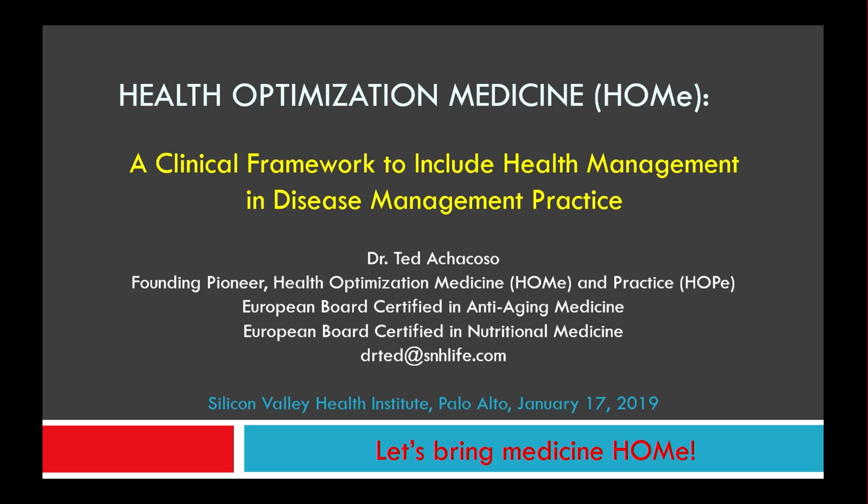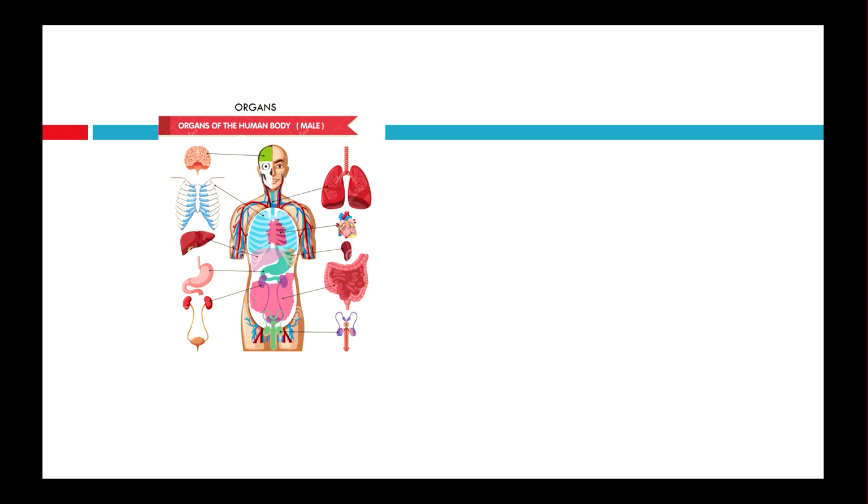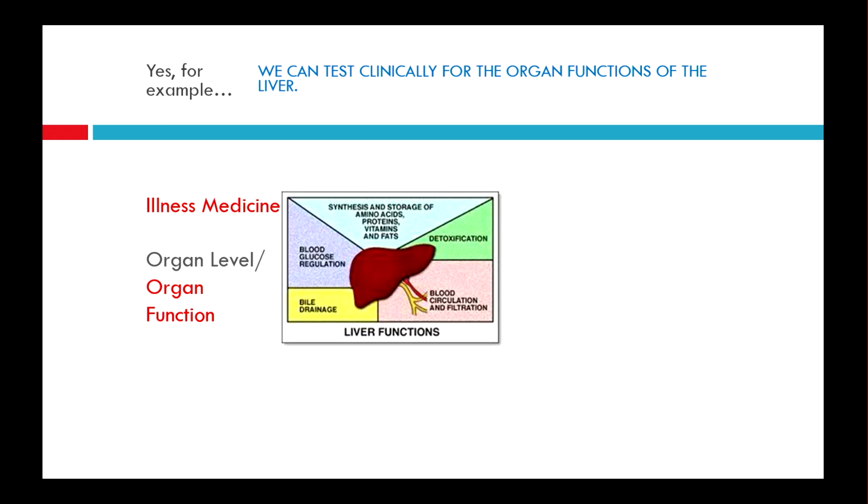So health optimization medicine is a clinical framework to include health management in disease management practice. Our slogan is, "Let's bring medicine home." So all of us know from our illness medicine physicians that the body is made up of organs, and the organs are actually tested for their function. And many of my alcoholic patients actually know how to read liver function tests better than I do. And because we can test for the organ functions like that of the liver.